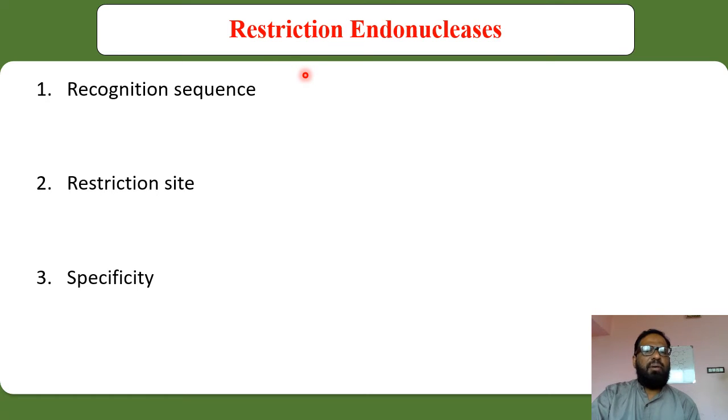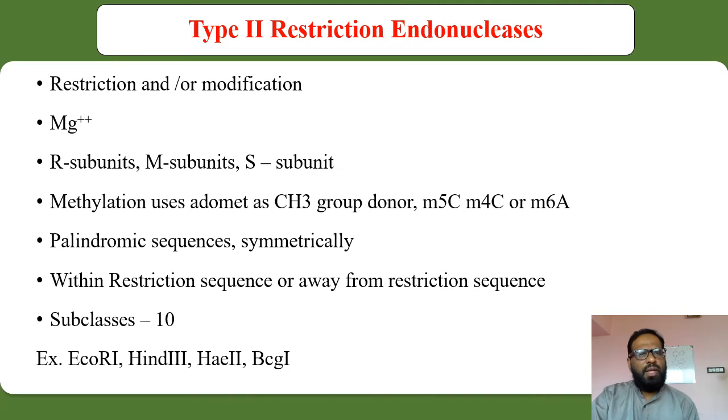And only this type of enzyme is useful in recombinant DNA technology. Now if you take the restriction endonucleases, till today more than 5,000 different types of restriction endonucleases have been identified. And once you identify so many restriction endonucleases, ultimately all of them do not have the same features. They may differ from each other in certain characteristic features.